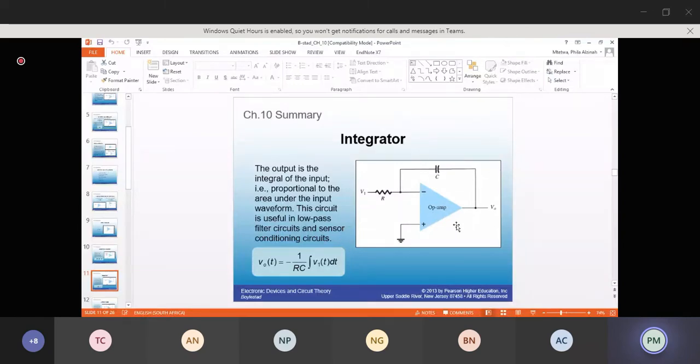This is an integrator circuit. So your V out will be given, in this case, because the signal is connected to an inverting input, by minus 1 over RC, the integral of V1(t) dt. That will give you your output.